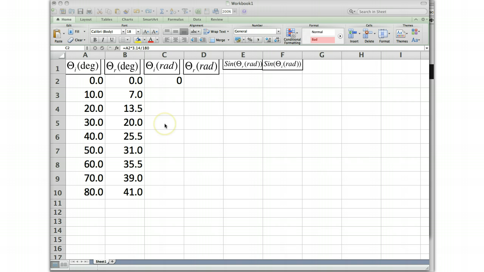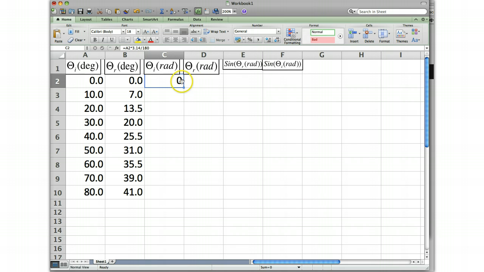Now, one of the beauties of Excel is that you can use it to do multiple calculations based on the equation you enter. What I'm going to do is select this cell that has the equation in it, and go to the bottom right hand corner.